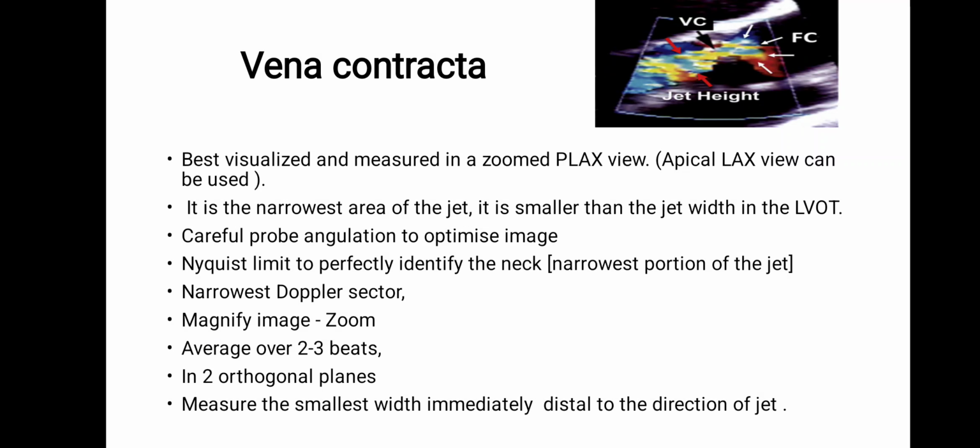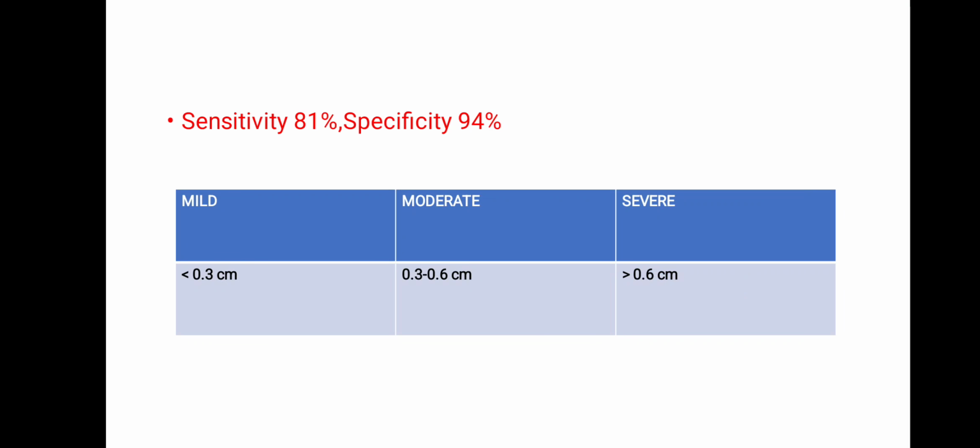Careful probe angulation to optimize the image. Adjust the Nyquist limit to perfectly identify the neck, the narrowest portion of the jet. Use the narrowest Doppler sector, magnify the image, zoom, and average over 2 to 3 beats in two orthogonal planes. Measure the smallest width immediately distal to the direction of the jet. Sensitivity is 81%, specificity is 94%.